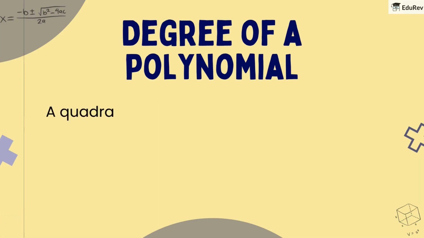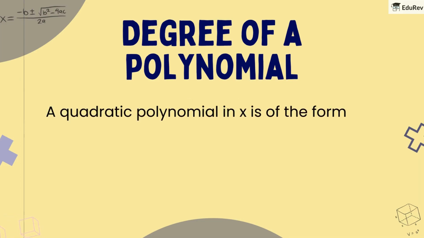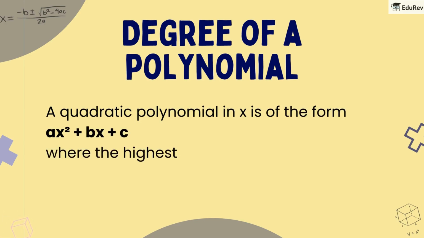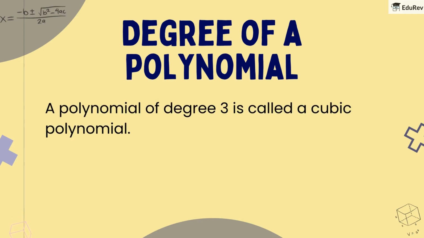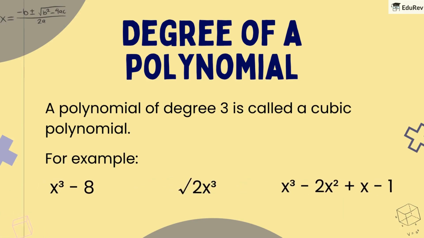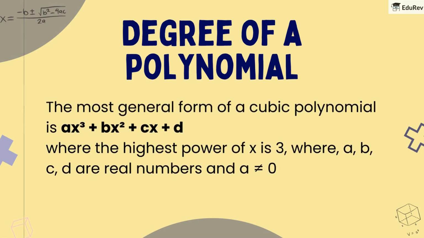A quadratic polynomial in x is of the form ax square plus bx plus c, where the highest power of x is 2, where a, b, c are real numbers and a is not equal to 0. A polynomial of degree 3 is called a cubic polynomial. For example, x cube minus 8, square root 2x cube and x cube minus 2x square plus x minus 1. The most general form of a cubic polynomial is ax cube plus bx square plus cx plus d, where the highest power of x is 3, where a, b, c, d are real numbers and a is not equal to 0.